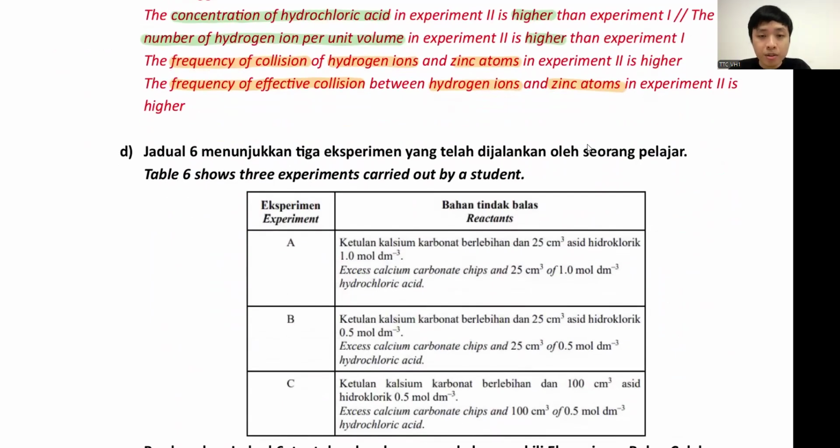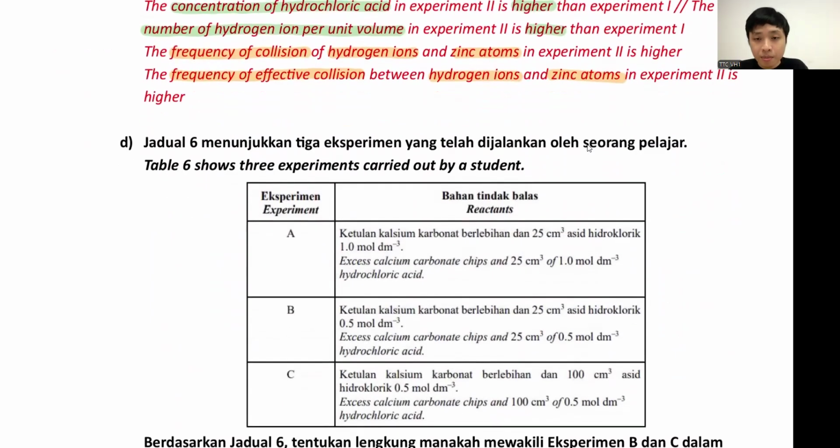Table 6 shows 3 experiments carried out by a student. So if you see carefully, first, all are calcium carbonate chips. The difference is the volume. A and B have the same volume, but the concentration is different, 1.0 and 0.5. So it means this one has higher rate of reaction.